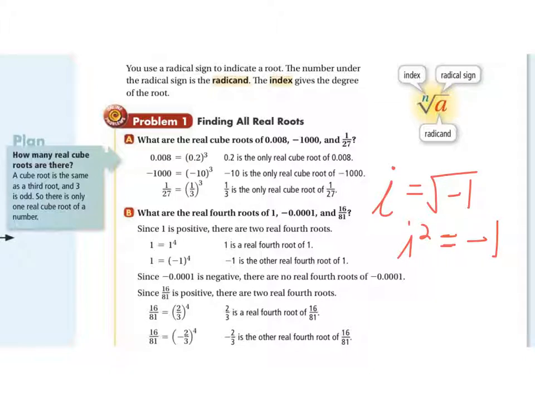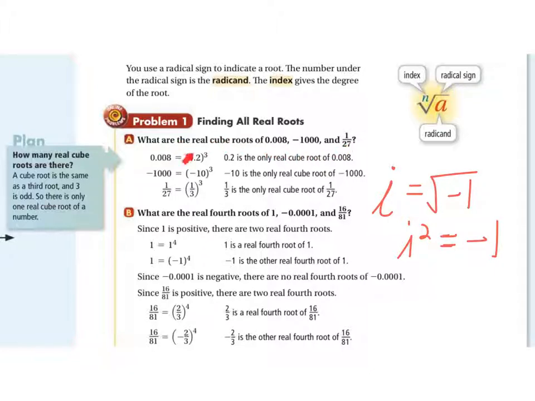And so we have imaginary numbers. We're going to avoid those in what we're doing with all this. That's the part I was trying to relay to you when I talk about finding real roots. Alrighty then. So what are the real cube roots of 0.008, negative 1,000, and 1/27th?